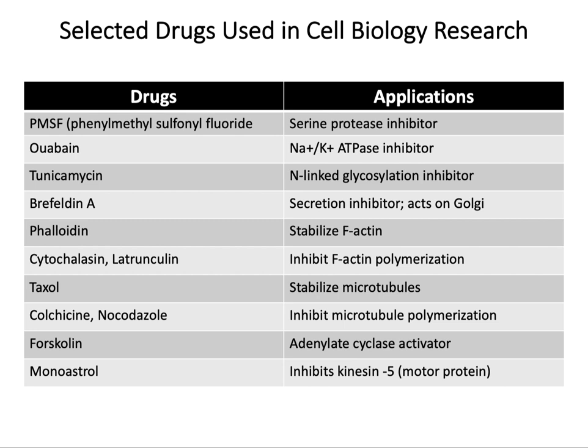We will mention ouabain in the context of transportation of small molecules like sodium and potassium across the plasma membrane. Then we will talk about tunicamycin and brefeldin A in the context of protein glycosylation, trafficking, and secretion. Phalloidin, cytochalasin, latrunculin, Taxol, colchicine, nocodazole, all will become relevant while studying the cytoskeleton. We will mention forskolin, how it can activate adenylate cyclase and modulate signal transduction.